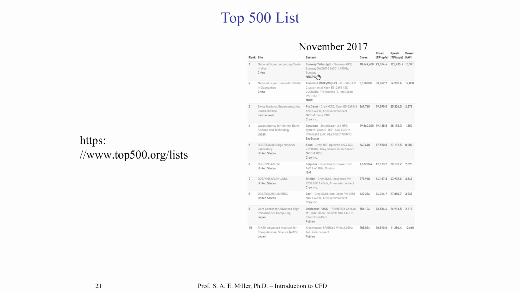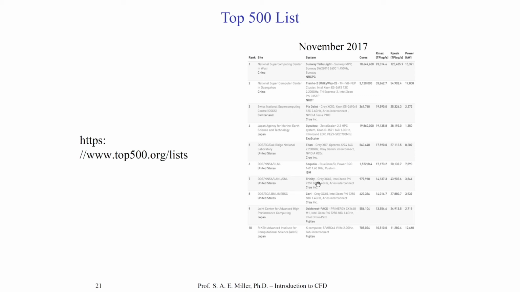The second column shows the exact type of system they used. For example, it shows its name. In the United States, number 6 is owned by the Department of Energy and is called Sequoia. It's an IBM Blue Gene machine. It uses, of course, Power chips at 16 cores, and each one's 1.6 gigahertz. There's some customization. It's manufactured by IBM.